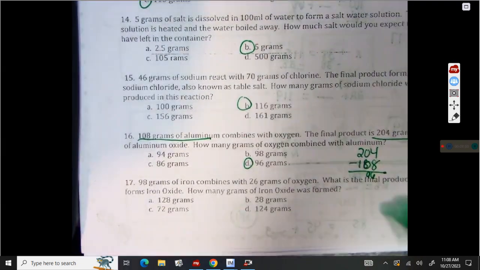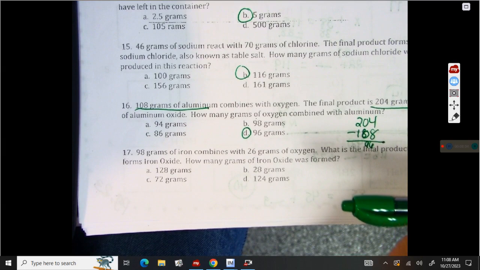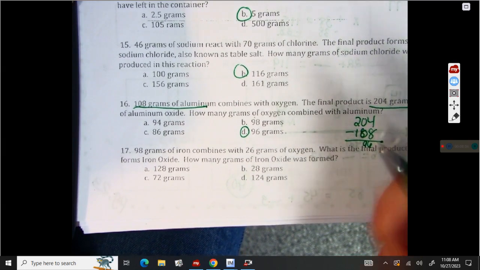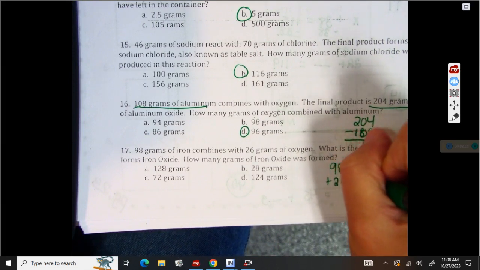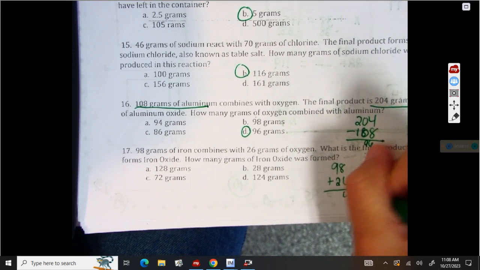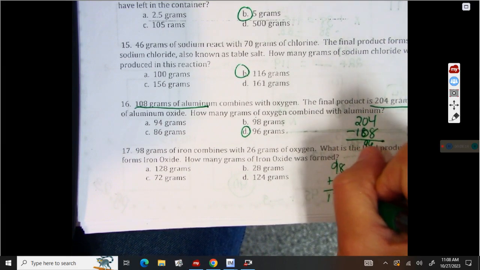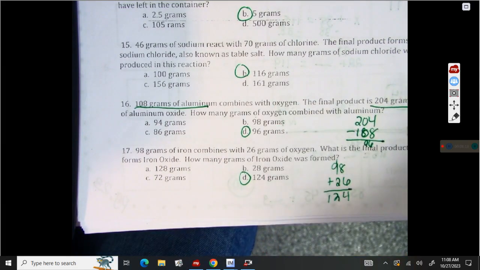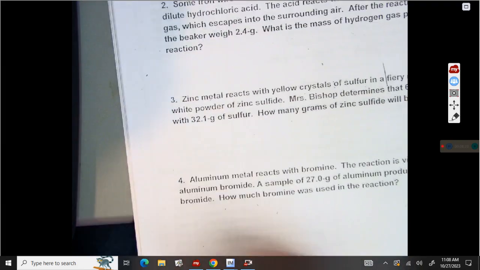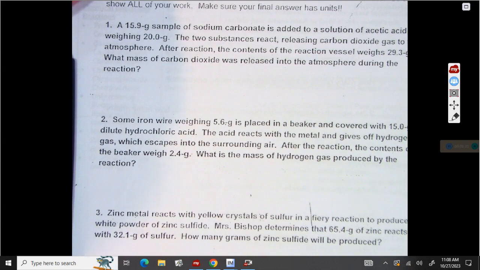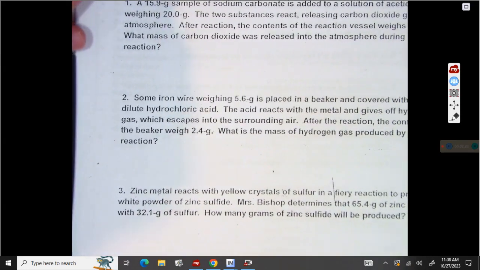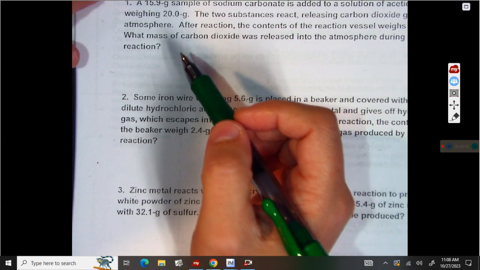All right, 98 grams of iron combines with 25 grams of oxygen. What's the final product of iron oxide? I take 98 plus 26. 8 and 6 is 14, 9, 10, 11, 12. 124 grams. All right, now I want you to flip here and look at page 25. This is page 25. You are looking to see if you can figure out how much is needed, how much was used to make the entire equation balanced.